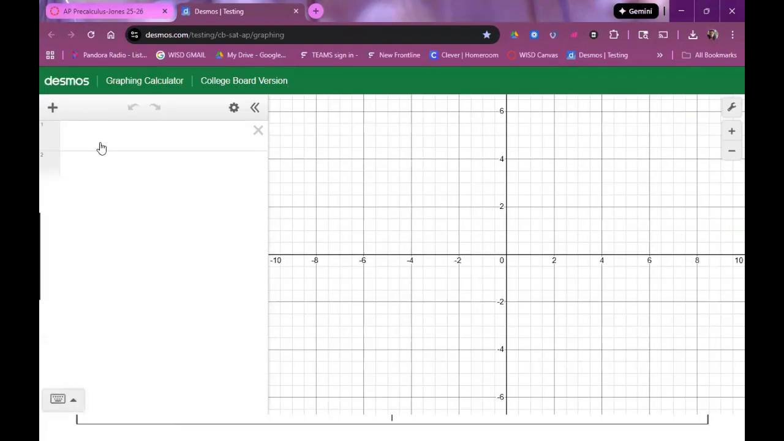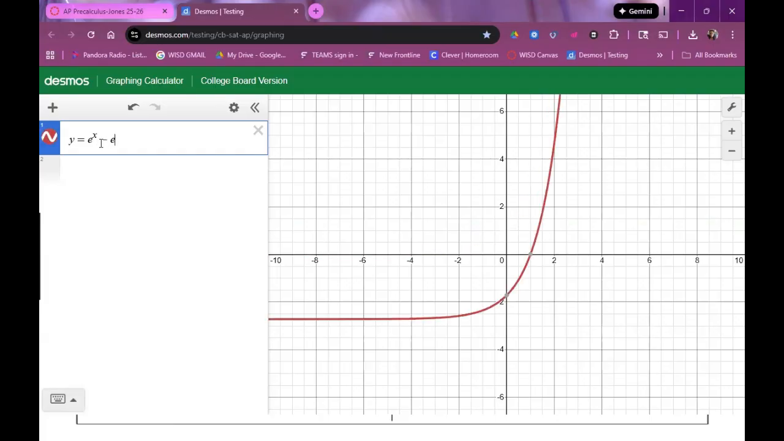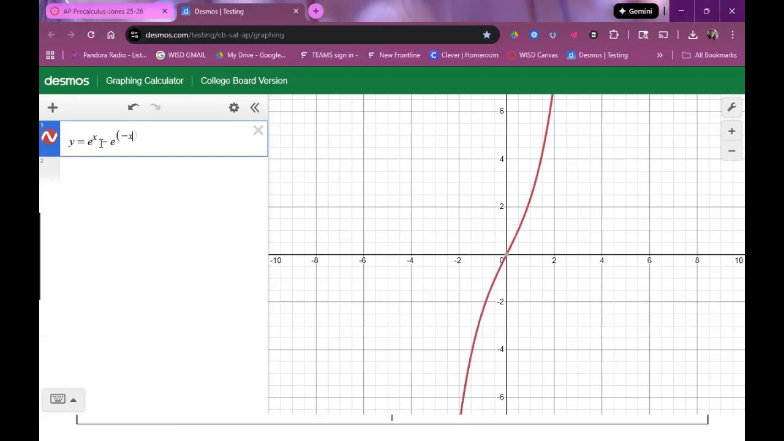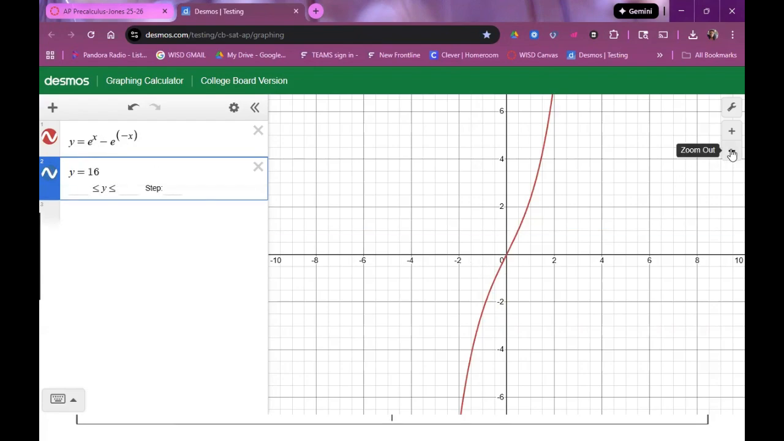All right. So again, come over here. I'm going to type in y equals e to the x minus e to the negative x. And again, I like to safeguard my multi-factors. So that one's in there. And lo and behold, is just a what? And we got to make sure you put y equals 16. If you do not put the y equals for your numerical value, it will not graph it.